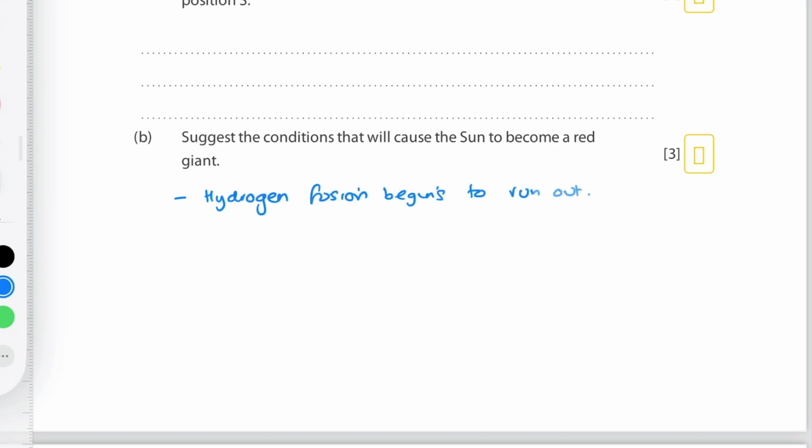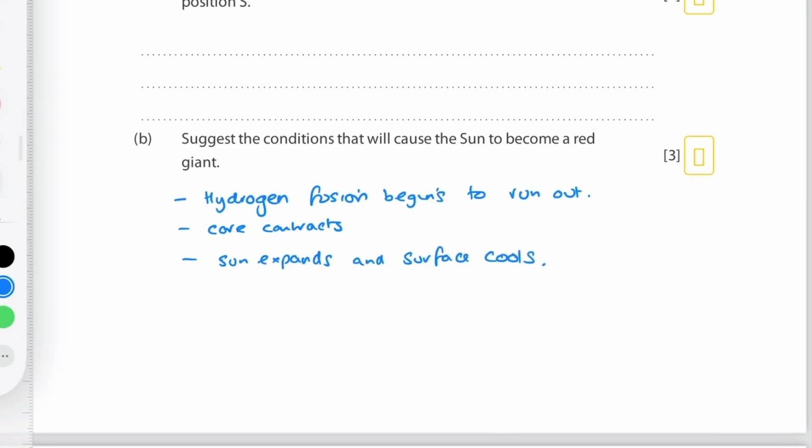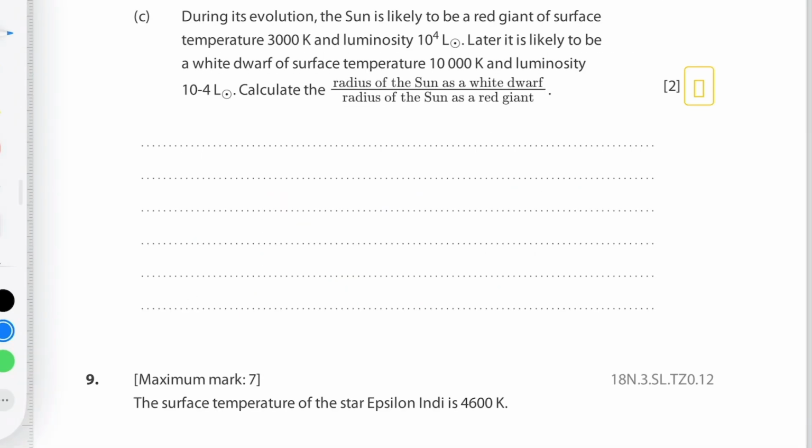When hydrogen fusion begins to run out, it causes the core to contract. Once the core contracts, the Sun expands and the surface cools. This is the outer layer of the Sun that expands. When the surface cools, it appears red. Cooler surface appears red. And it also appears much bigger because it's expanded out, so that's why it's called a red giant.